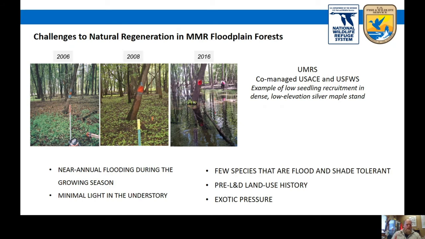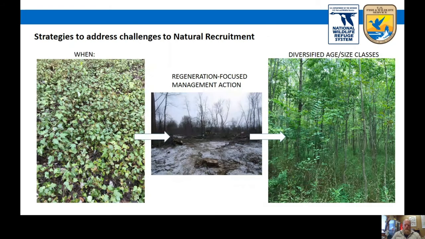Other challenges, we've talked about near annual flooding during the growing season, the minimal light, a select species that are flood tolerant and shade tolerant, land use history, and of course, pressure from exotic invasive species. The strategies to recruit the next cohort of seedlings into the canopy include regular forest inventory and regeneration monitoring, and applying canopy disrupting regeneration focused active management to provide enough sunlight to the seedlings for recruitment. This is the main strategy we intend to employ at the Refuge to meet our landscape level forest management objectives.